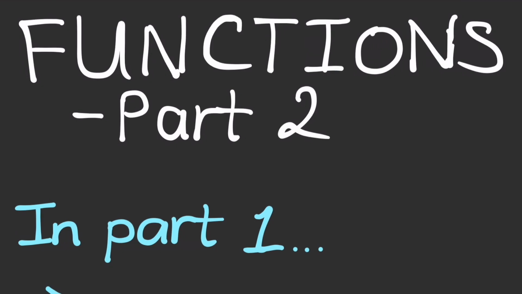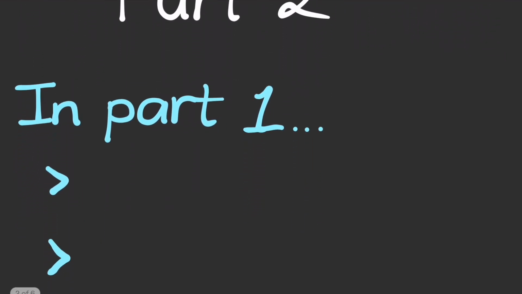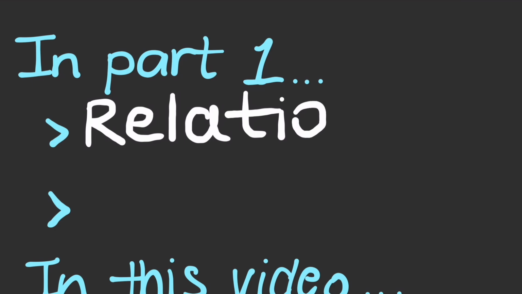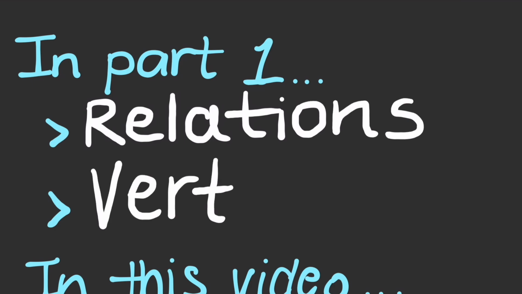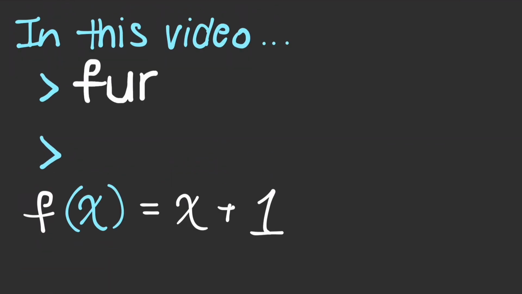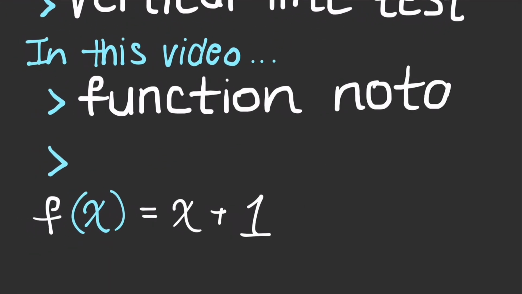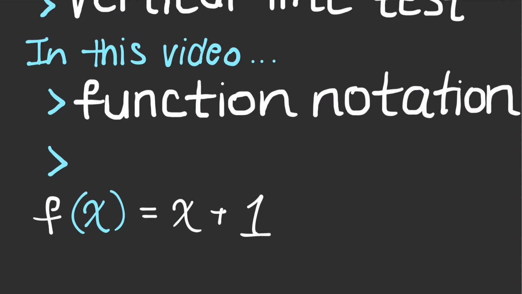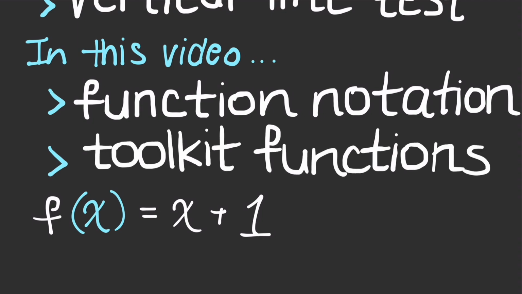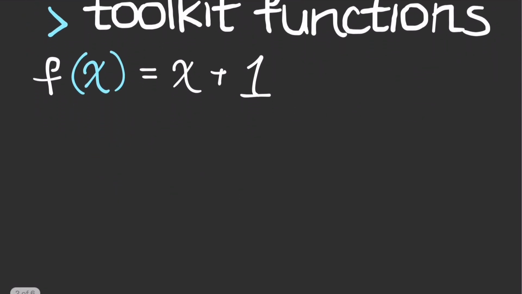Today we're learning about functions. This is part 2. So in functions part 1, we discussed what relations are, as well as how to use the vertical line test to figure out whether something is a function or a relation. In this video, we'll be looking at function notation as well as using Toolkit functions. So let's start off with function notation.